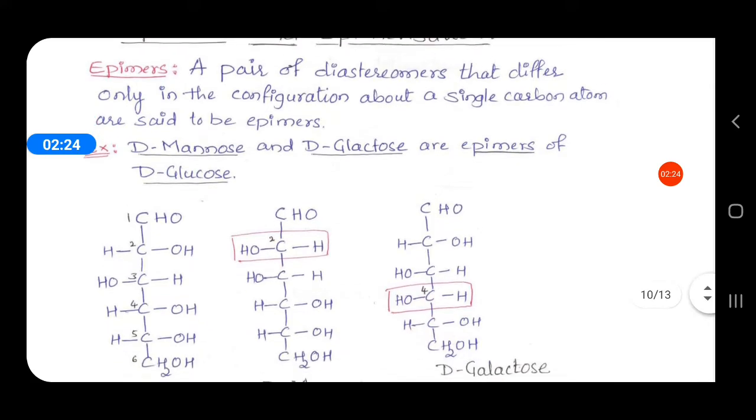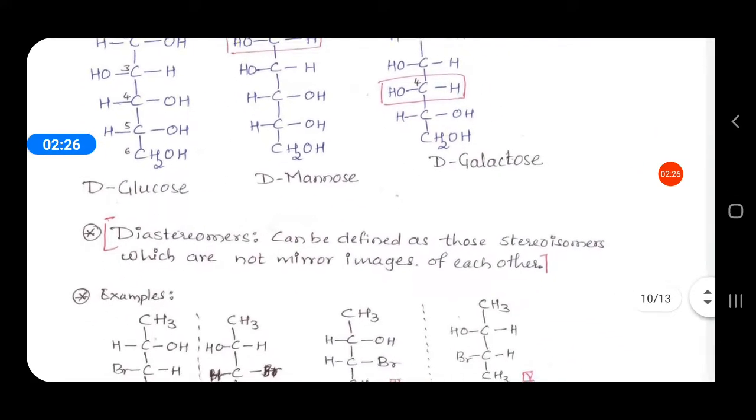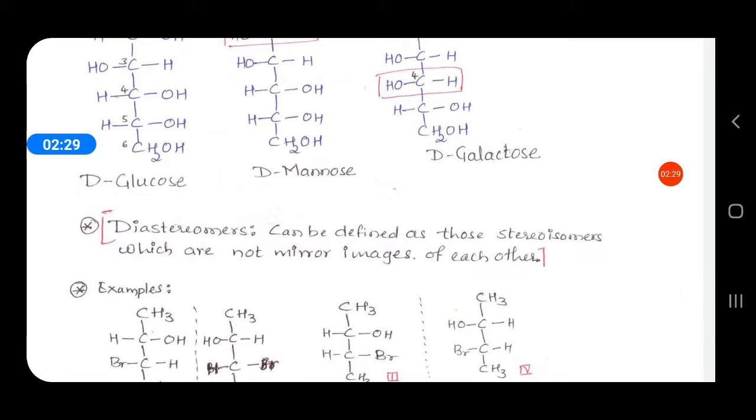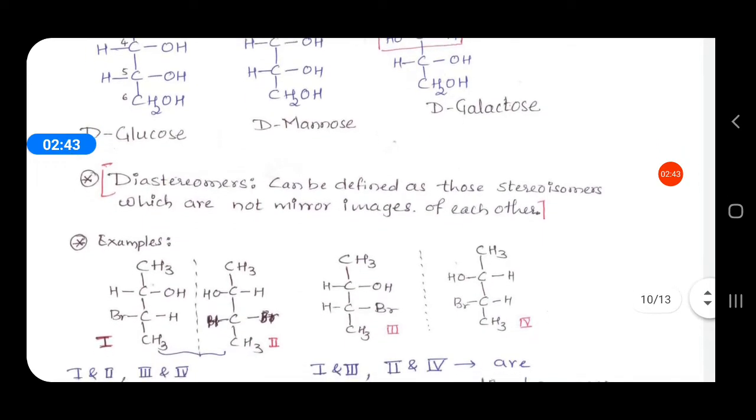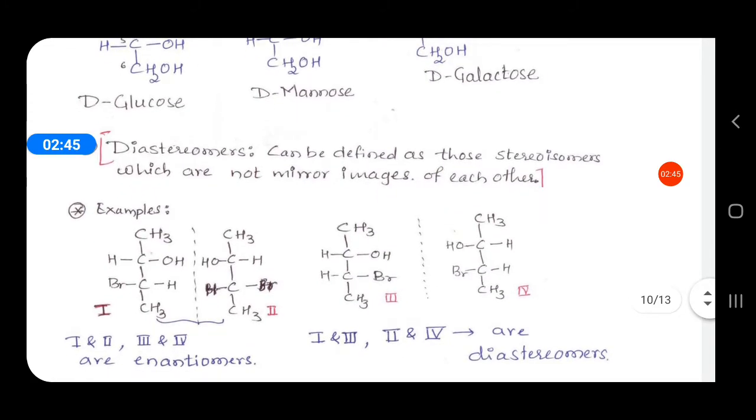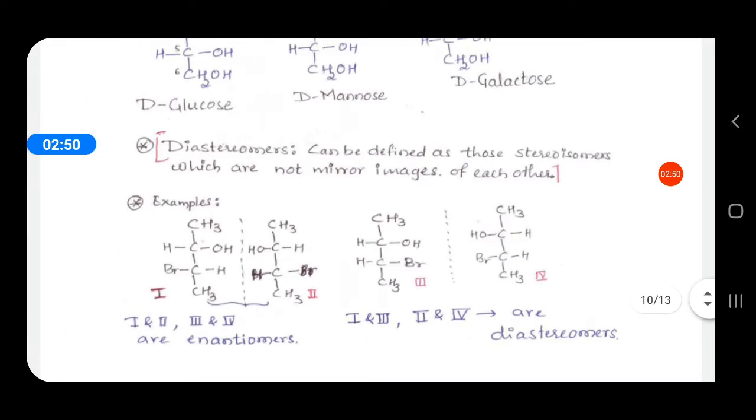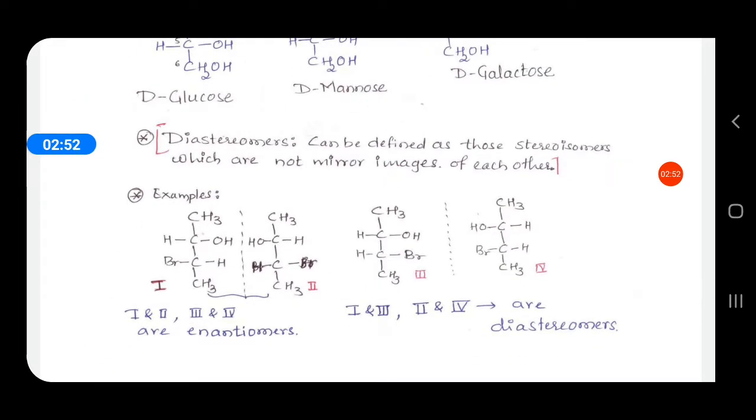So epimers are diastereomers that differ only in the configuration about a single carbon atom. So what are diastereomers? In the definition we said that epimers are diastereomers. Diastereomers can be defined as those isomers which are not mirror images of each other. For any compound, the number of isomers possible is 2 raised to n, where n is the number of chiral carbons.